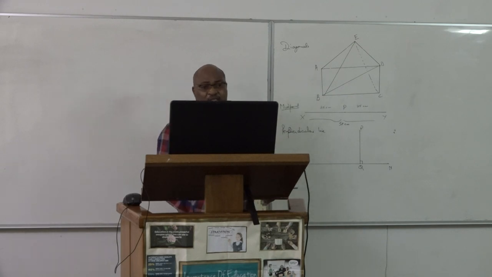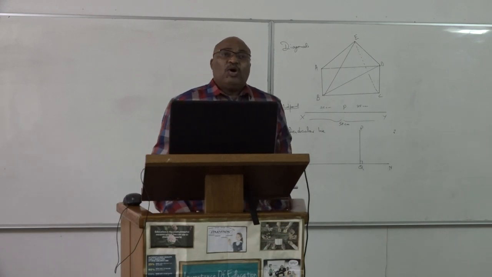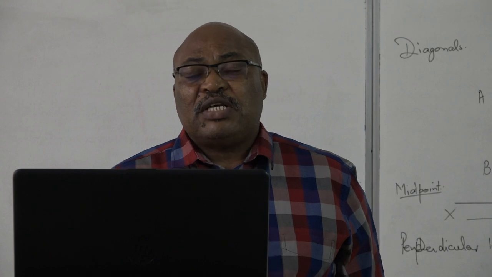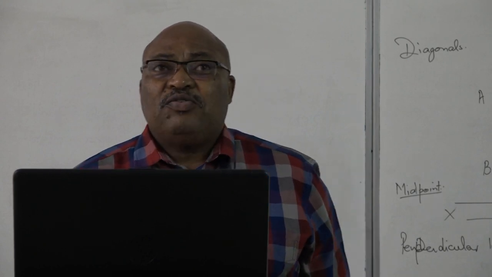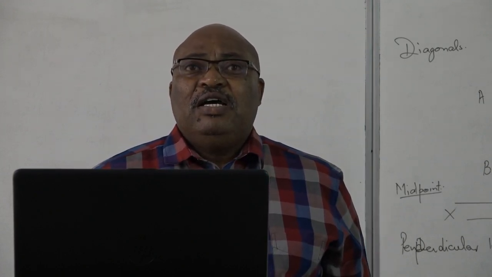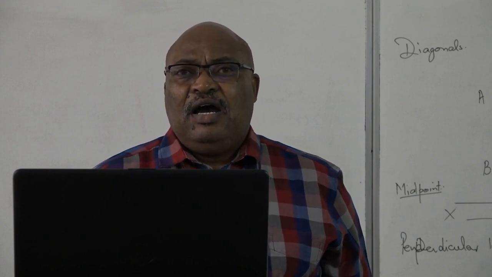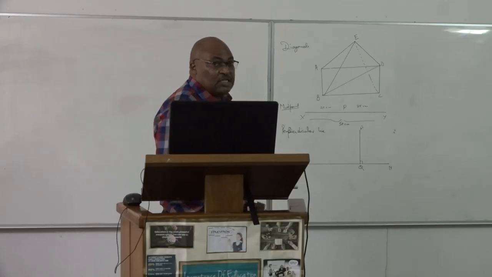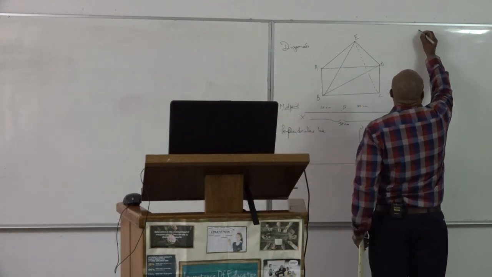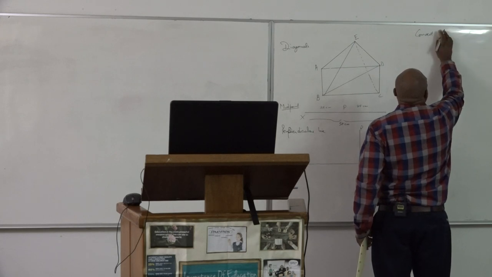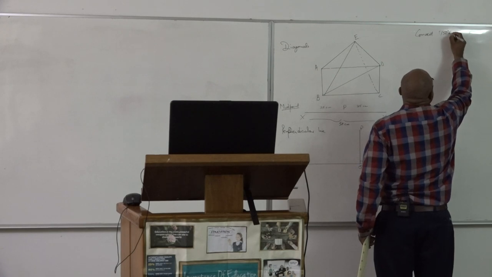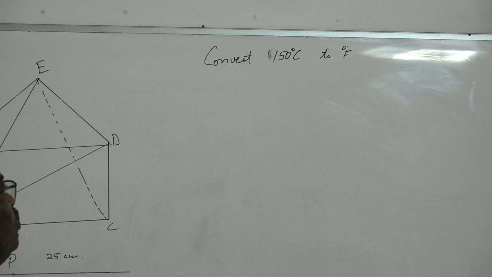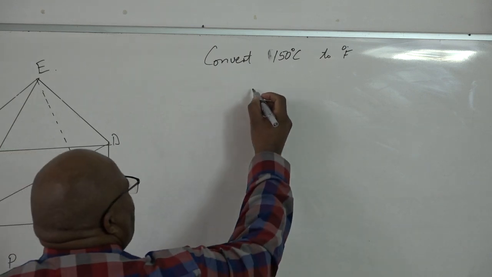That is not the only thing that we have learned. We have also learned that you are able to change any value from Fahrenheit to Celsius or from Celsius to Fahrenheit. Now let's find out how much it would be if you have 150 degrees Celsius. Try to convert 150 degrees Celsius to Fahrenheit. Let us also do it on the board. Convert 150 degrees Celsius to degrees Fahrenheit. We have got an equation.